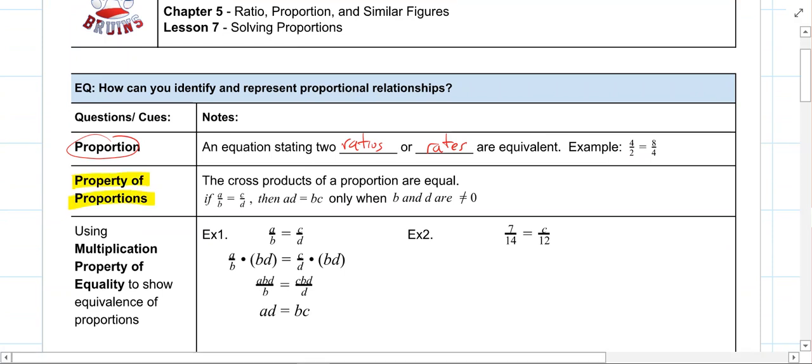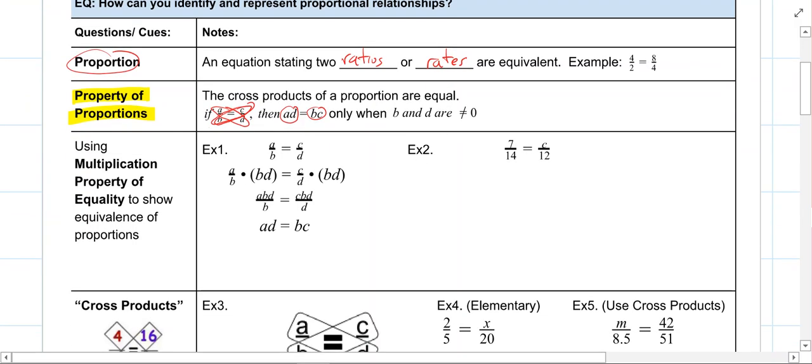Property of proportions, another property to add to your property list. The cross products of a proportion are equal. Now we talked about that just two lessons ago. So a cross product is this way, B times C and A times D. And you can see A times D is right here. A times D is equal to B times C, right there. Only when B and D are not 0. You can't have a 0 down there, else it won't work.